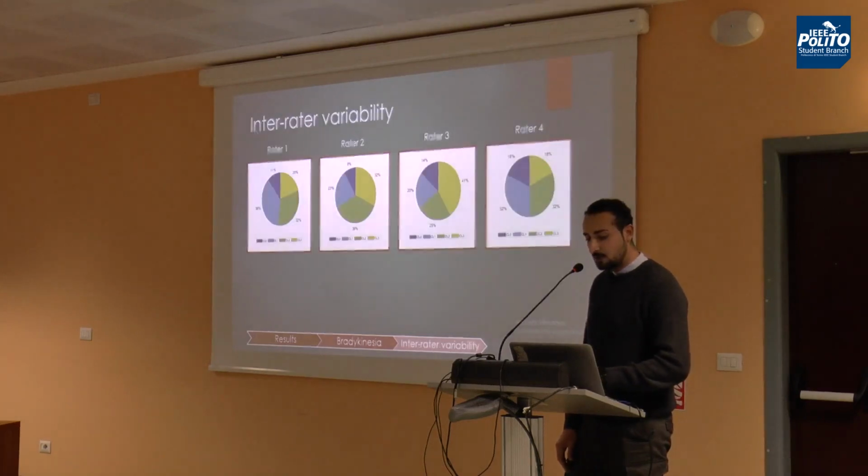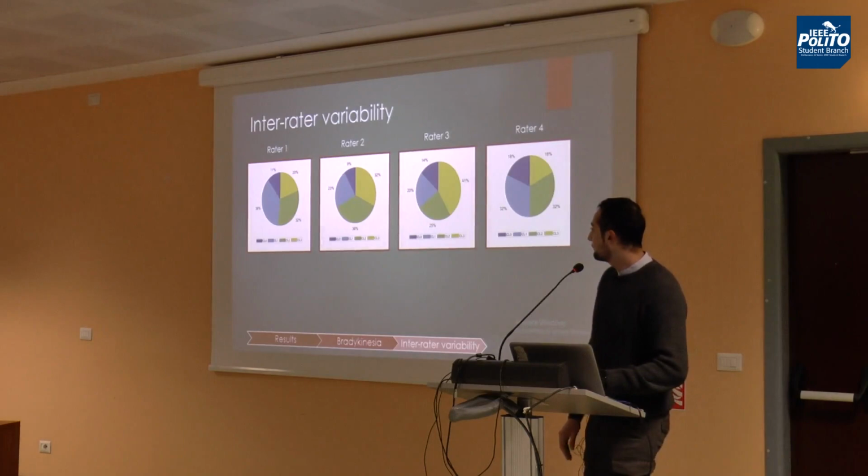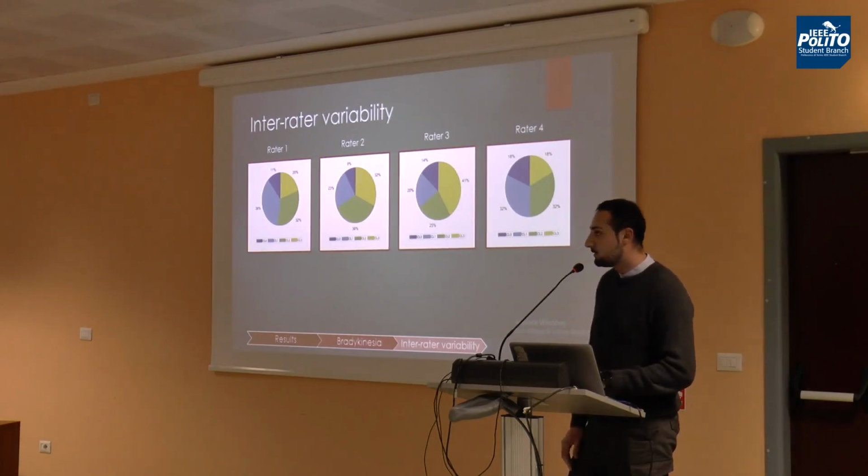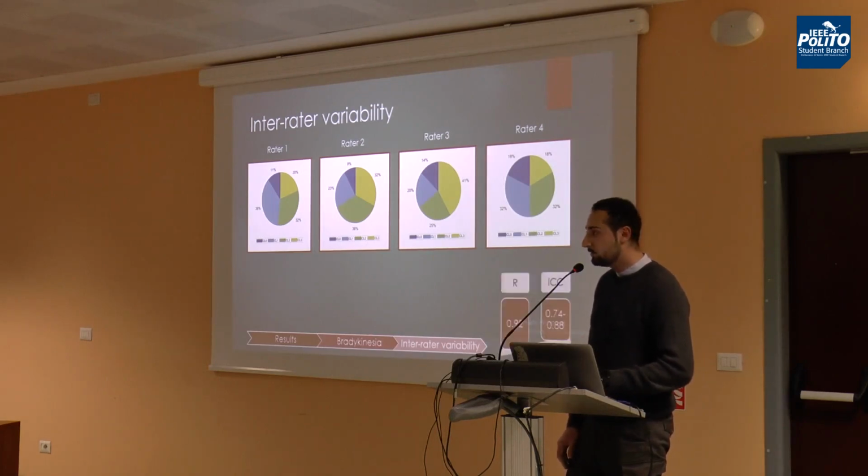But also, I would like to show you these. These are pie charts from the 4 different neurologists. As you can see, the scores provided are very different from each other among clinicians. And if we compute the correlation between the model and the average clinical score, this is higher than the best agreement between clinicians.